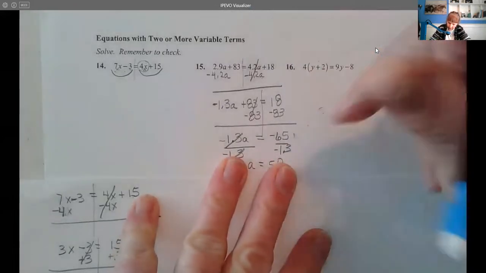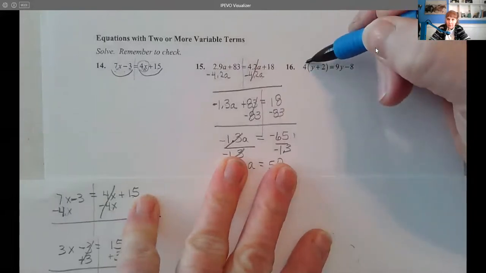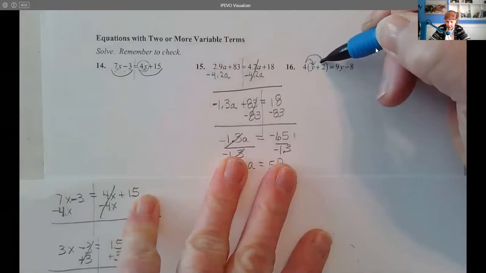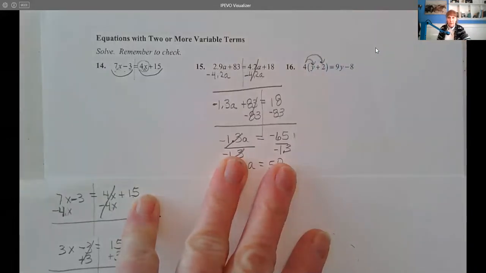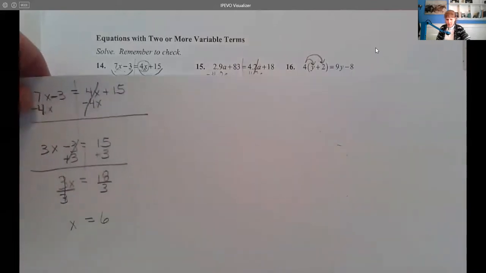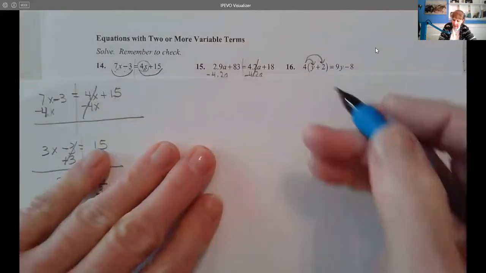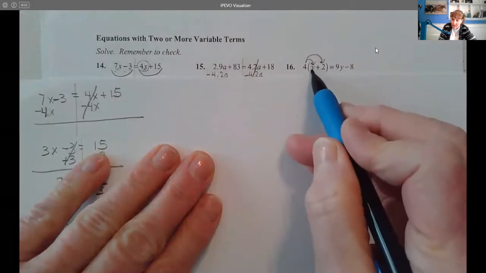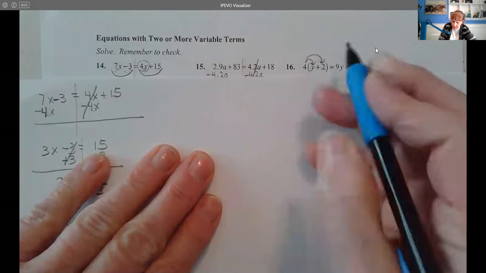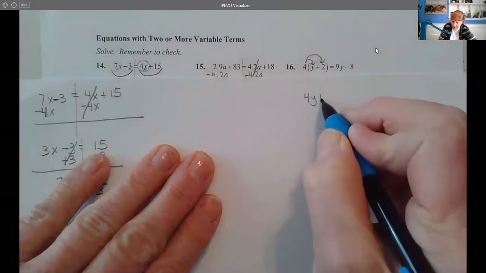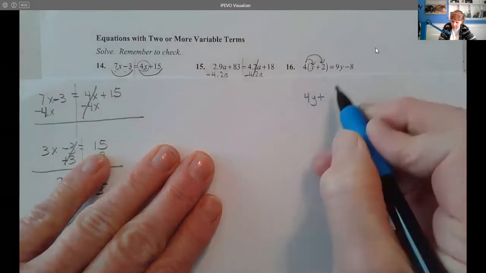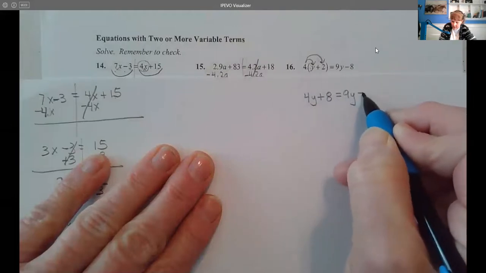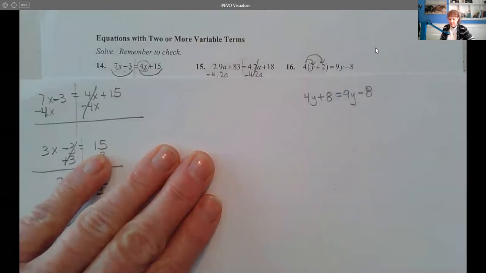I'm going to redo my arrow. So when you have a number out front, you're going to take and multiply that number to whatever inside. And this time we have two things inside. So when I do that, I get 4 times 1, because remember there's a 1 in front. We just don't write it. 4 times 1 is 4y, plus 4 times 2 is 8. 9y subtract 8. Nothing over there.